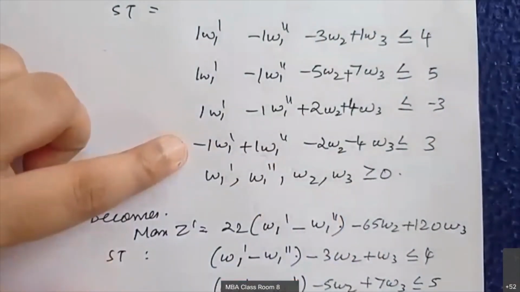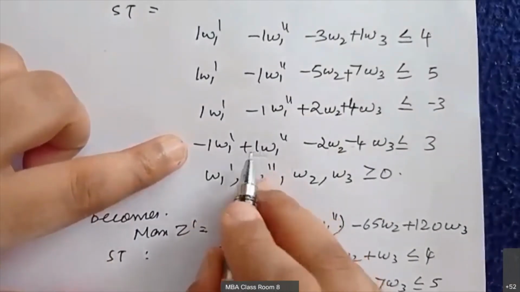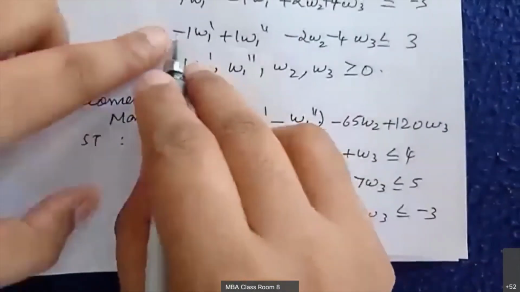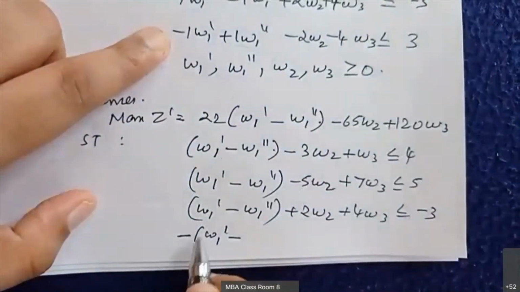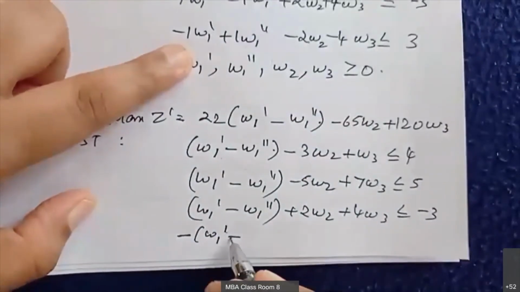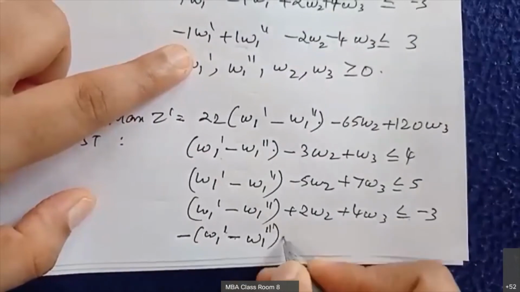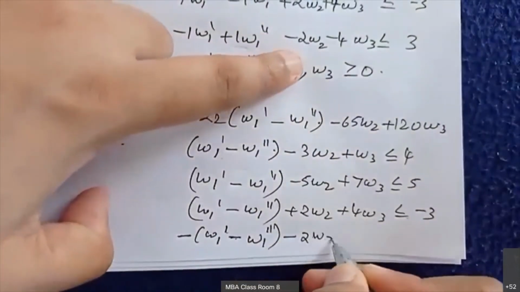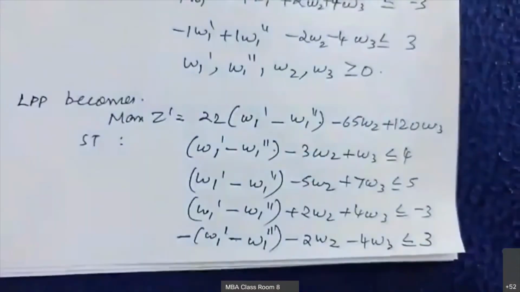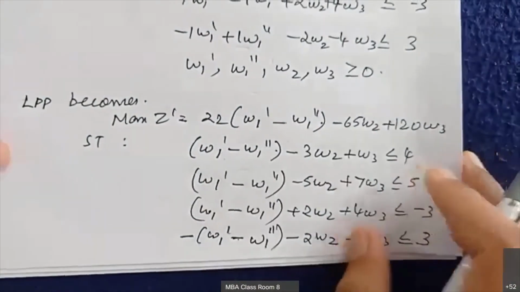The last constraint, I'm taking minus outside W1 dash. I have to get plus, so I will multiply with the minus. Minus into minus will become plus. Minus 2 W2 minus 4 W3 less than or equal to 3. Now what will I do next? Next step, I'll replace W1 dash minus W1 double dash with W1.